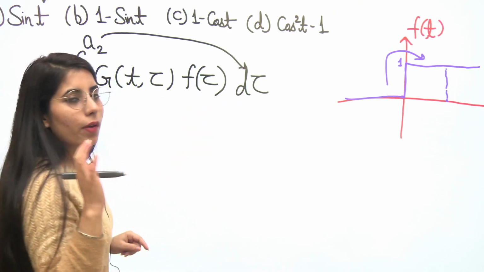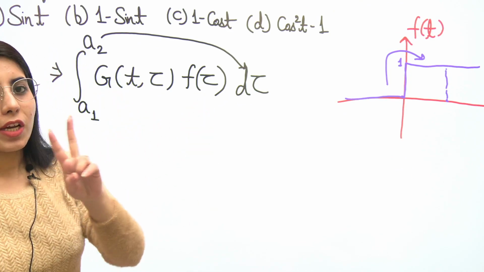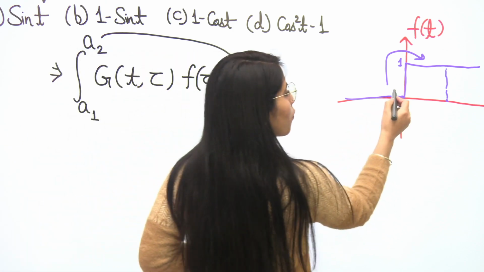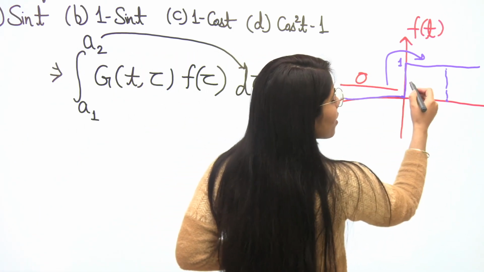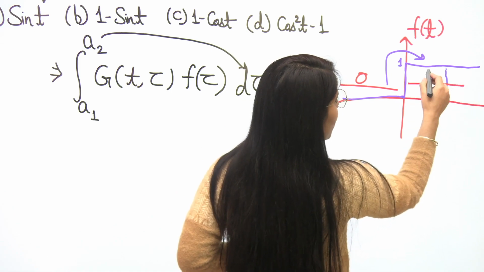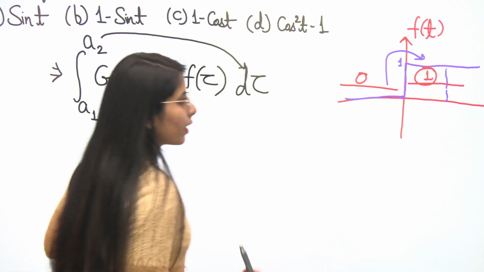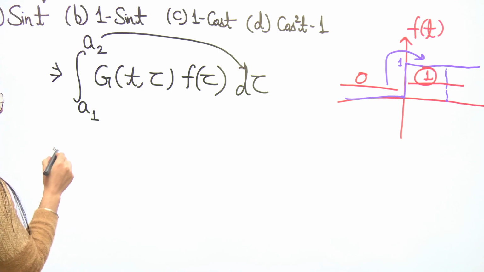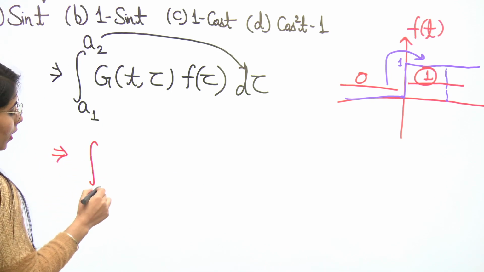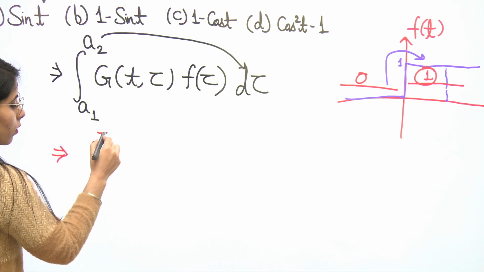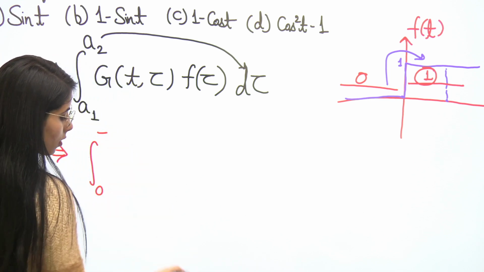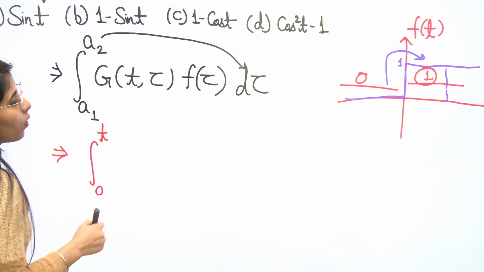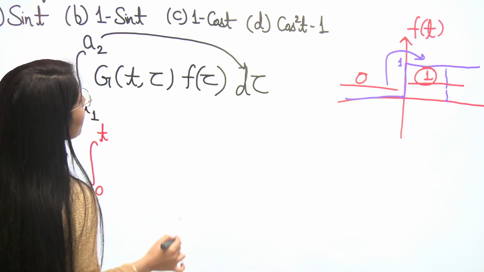The f tau is going to have two different values. What are these values? Before 0, the value of the function is 0. After 0, in the 0 to t range, you will have the value of the function 1. Clear? So if I split the limits in this manner, that is 0 to, what was the upper limit we were writing? It was t. 0 to t, what is the value of the function which has been given?